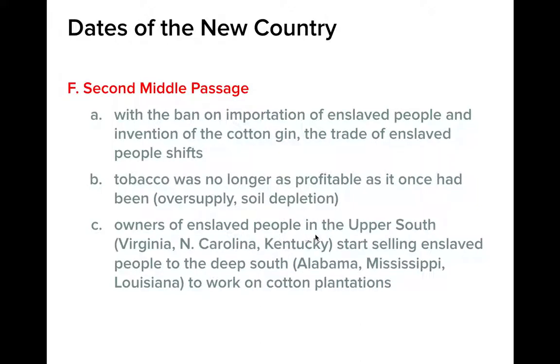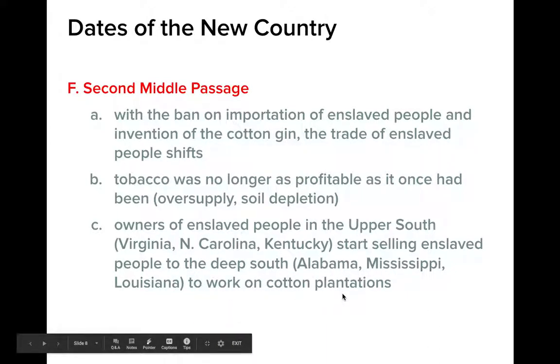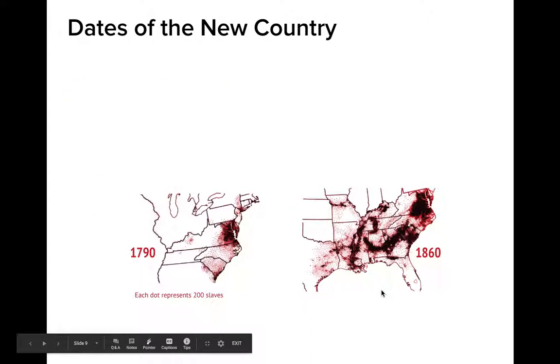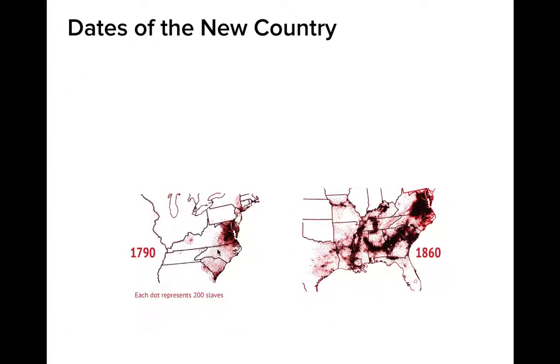So owners of enslaved people in the Upper South, that's Virginia, North Carolina, Kentucky, etc., start selling enslaved people to the Deep South, which is Alabama, Mississippi, and Louisiana, and they're there to work on the cotton plantations. This map shows that in 1790 you have most enslaved labor in the Upper Coastal South, whereas by 1860, right on the doorstep of the Civil War, there still is slavery being practiced in the Upper Coastal South, but now you have movement throughout what is known as the Deep South, which is where my cursor is now.